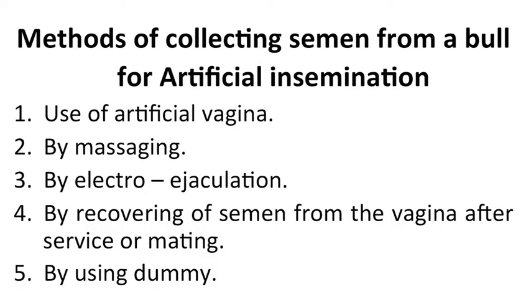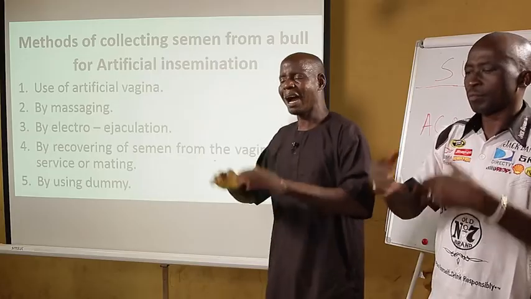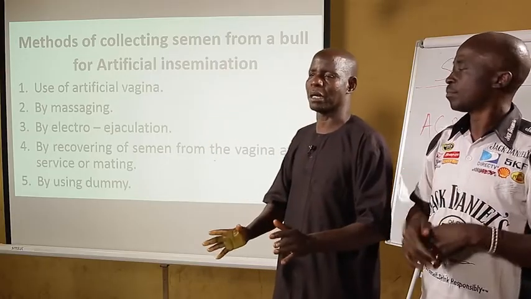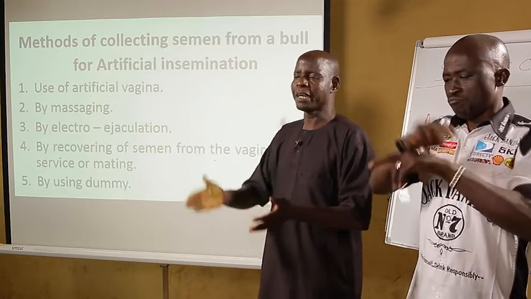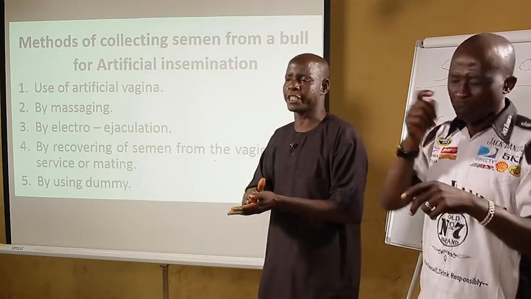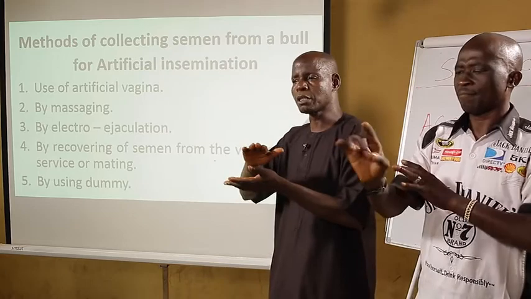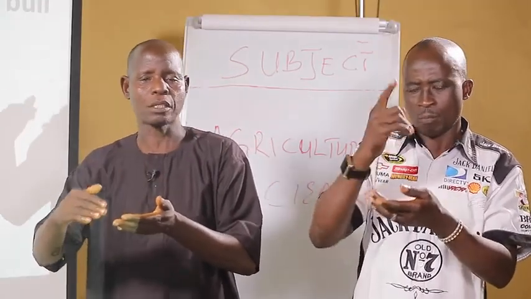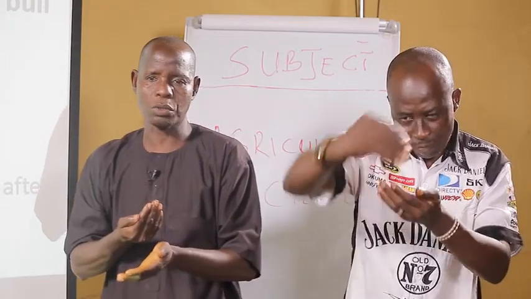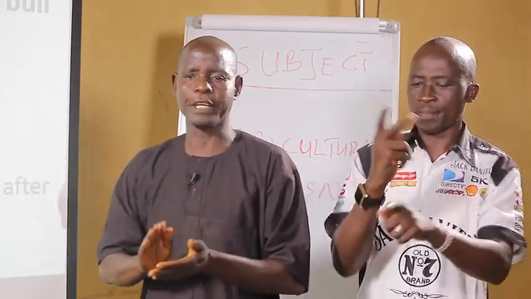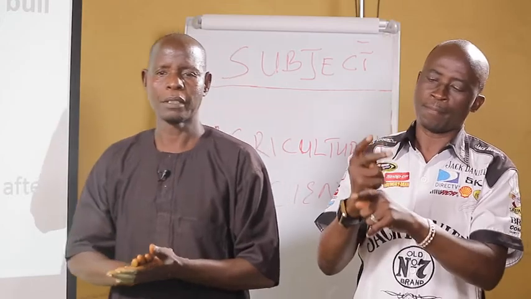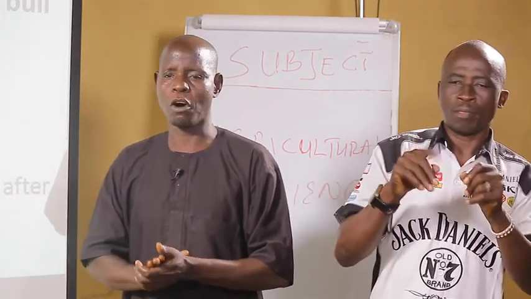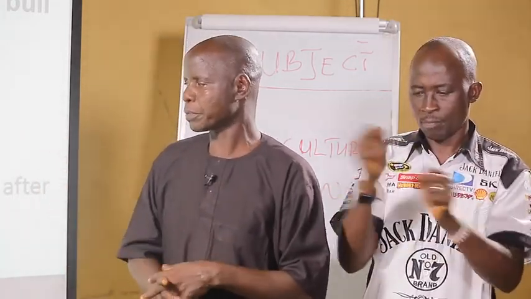By recovering semen from the vagina after service or mating. Allow the animals to have natural mating. But immediately after they finish mating, spermatozoa will be deposited at the vulva, the ones that are outside. Swab it out and keep it in your storage organ. Then you take it to the sperm tank for future use.